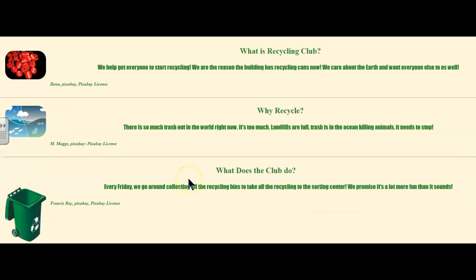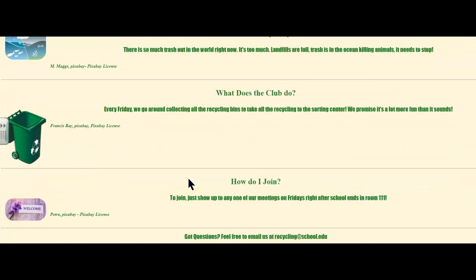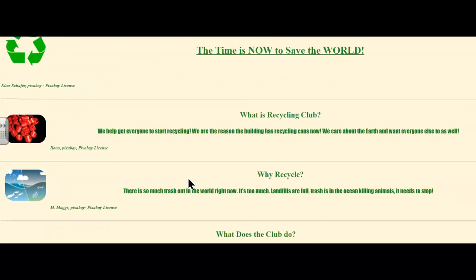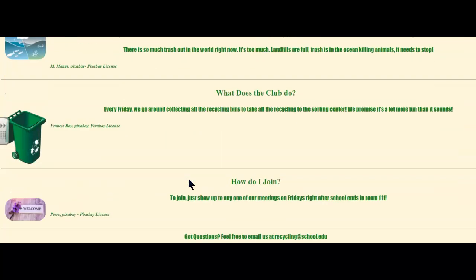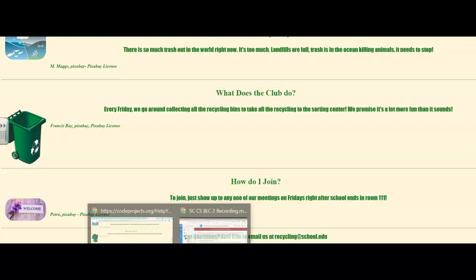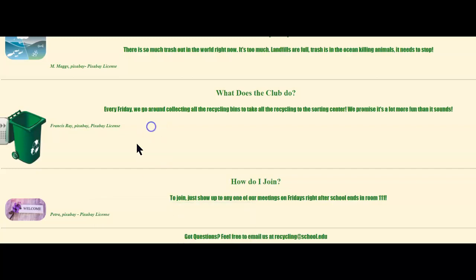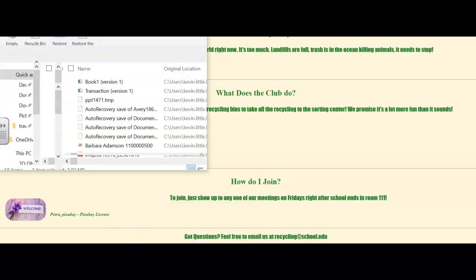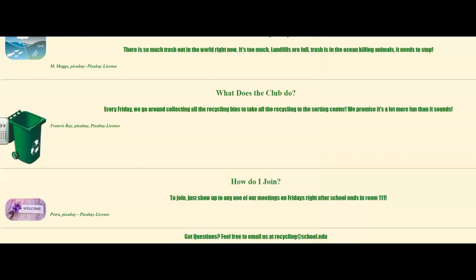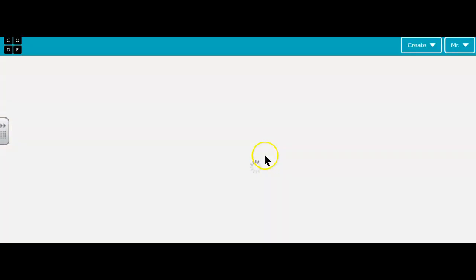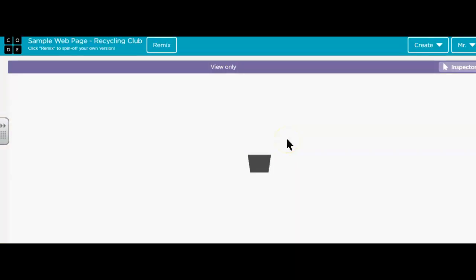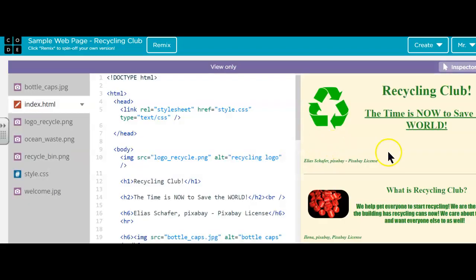Let's take a look at the code. As we look at the website, we can see already there are some things we can notice that are very similar. All right, let's take a look at the code. So as we take a look at the code, we can see something right off the rip.